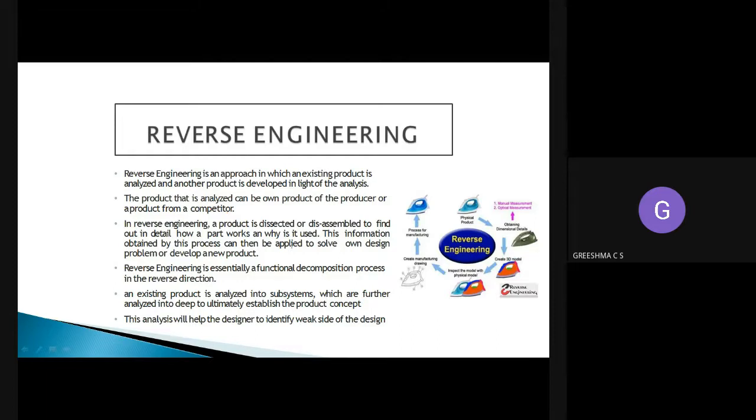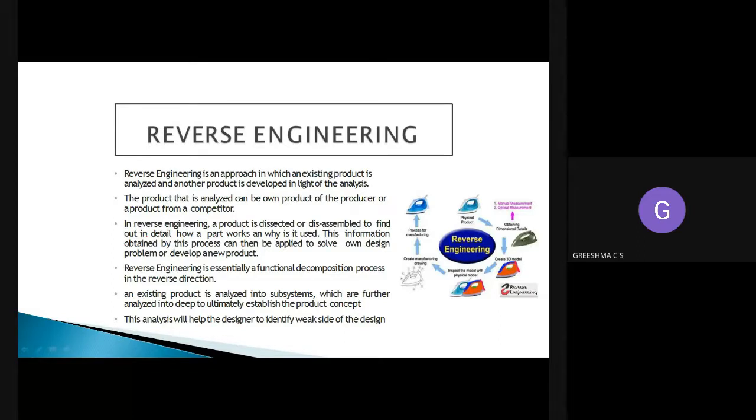So in reverse engineering, a product is dissected and disassembled to find out the details, how the parts work and why they are used. This information is obtained by this process and can be applied to solve a design problem or to make a new product. So what is happening in design engineering? The exact process is that you will have a product. You will disassemble the product. That is, we cut the product open. Cutting in the sense you will disassemble the product.